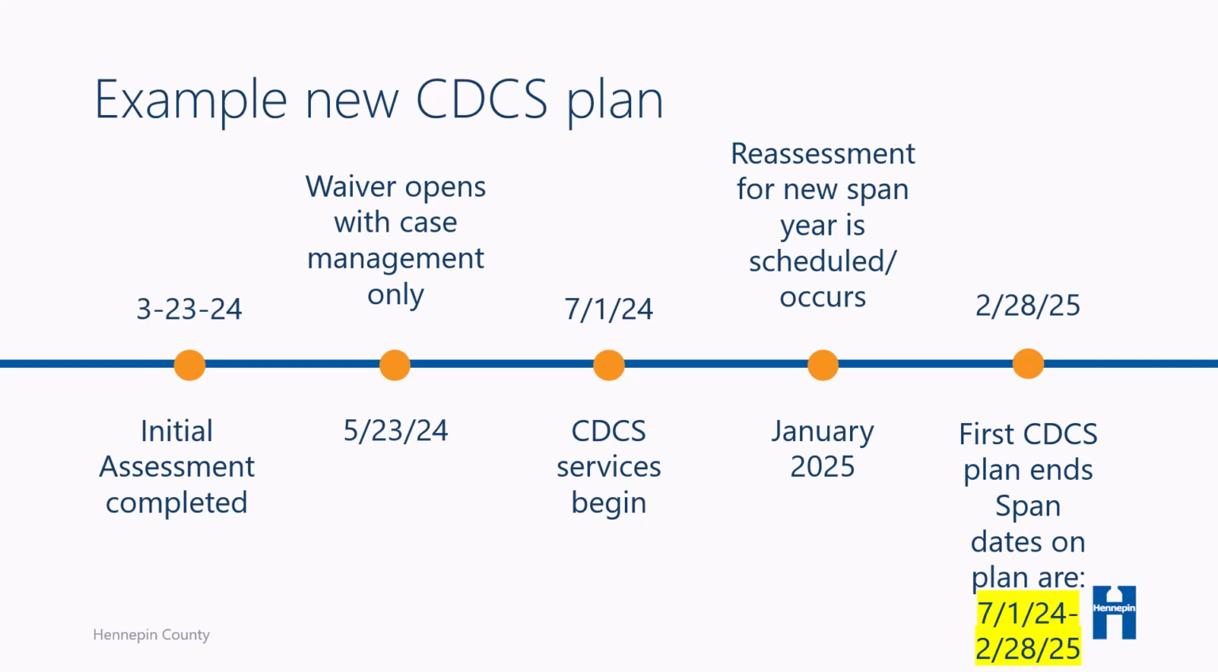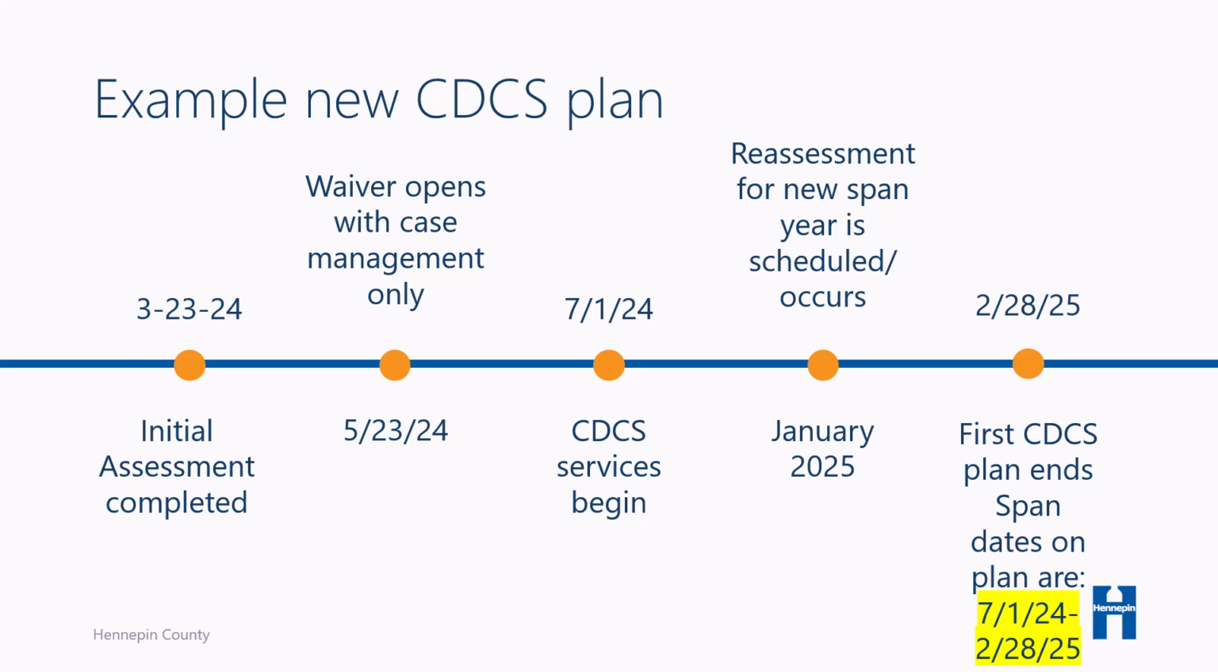This is a sample timeline of an original plan. Once the original assessment is completed, there are about 60 days to open a waiver without having to have what we refer to as an eligibility update. If a waiver opens with case management only, there are 60 additional days to add services to the waiver plan to secure a waiver's continuation.